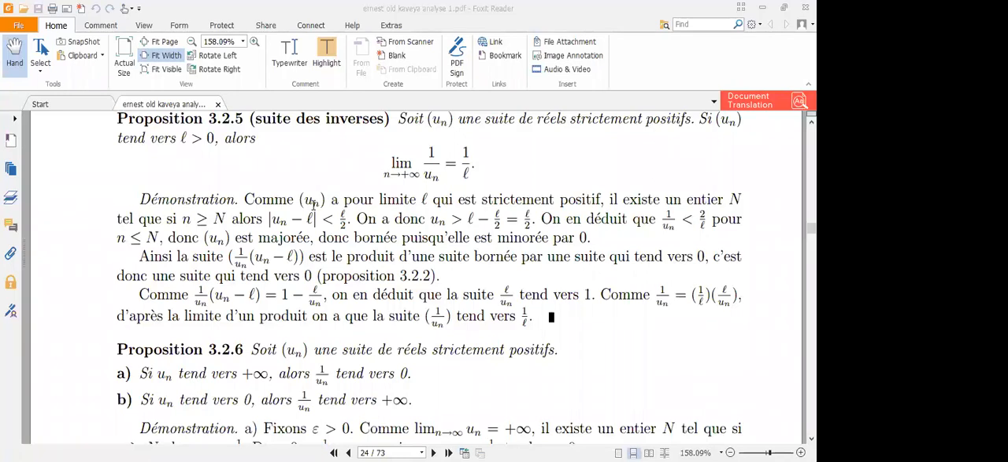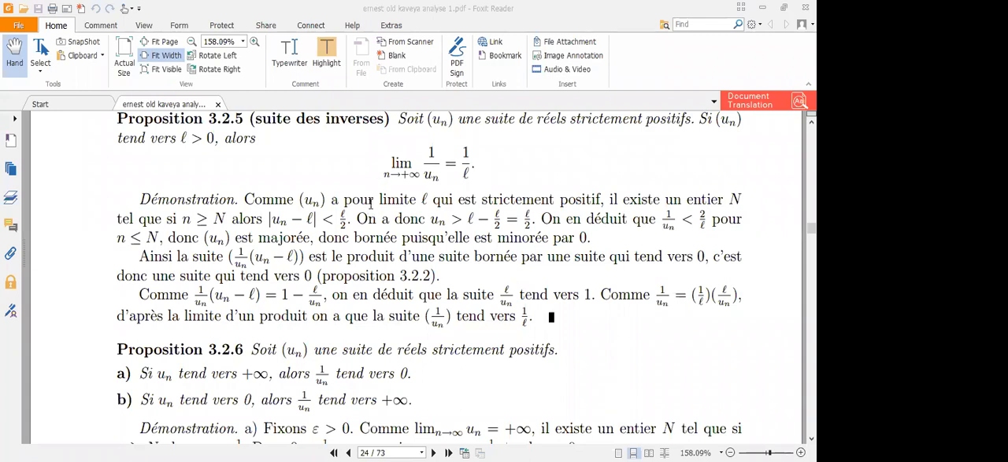So we know that the modulus of the suite UN minus L, where this L represents the limit where it's heading, whatever we find here should be less than L over 2. So this here is a condition when you've been given this.